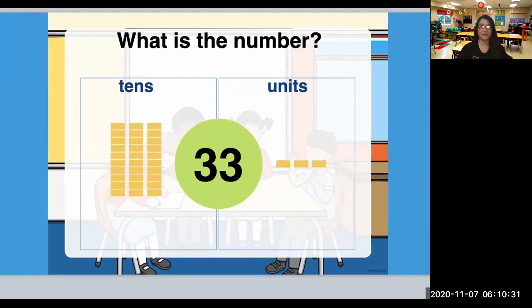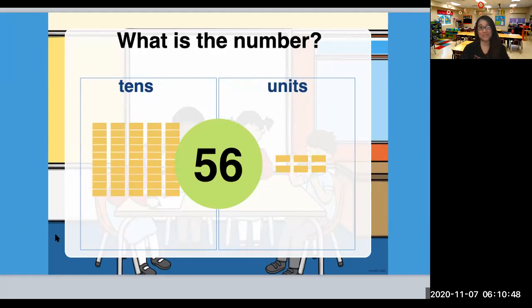We put them together. We have the number 11. Now, look at this now. We have 3 groups of 10 and 3 ones. We have the number 33. I want you to practice saying those numbers, okay? Good job.